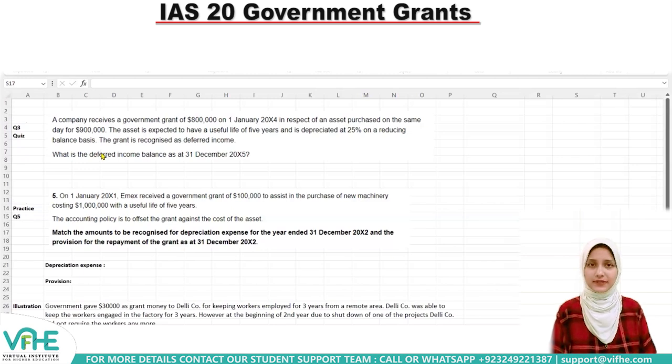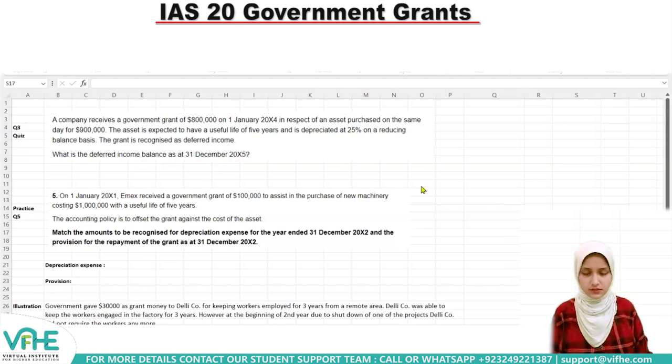I'll read the requirement and I'll then read the case study. What is the deferred income balance as at 31st December 2015? It's very important to be clear with the requirement of the question. The requirement is the deferred income balance. Okay, the deferred income balance, meaning the liability that is standing in the balance sheet.